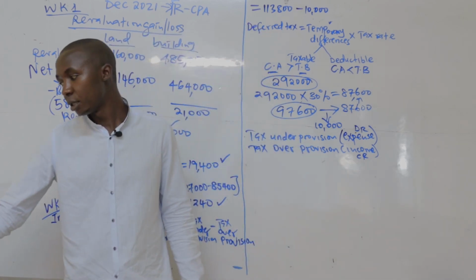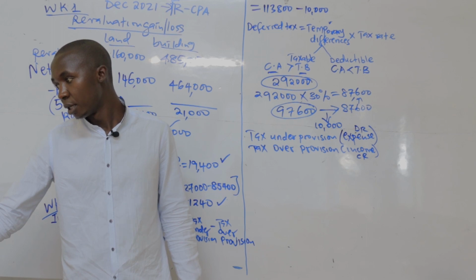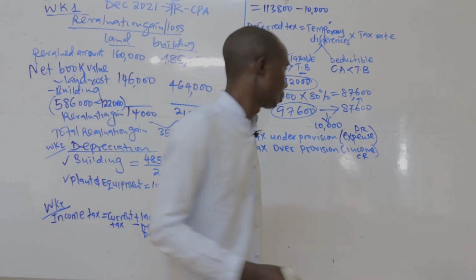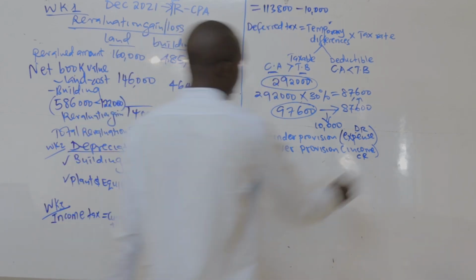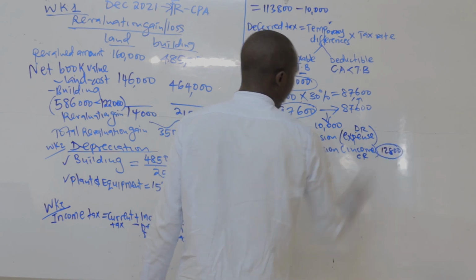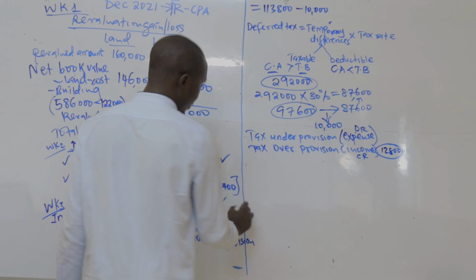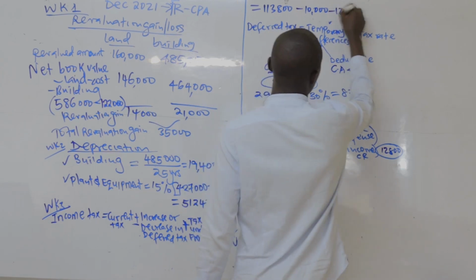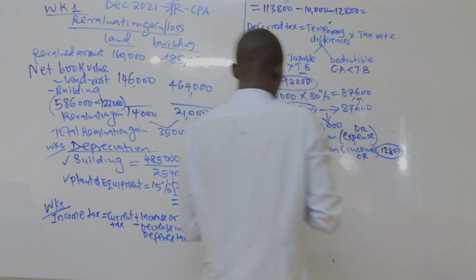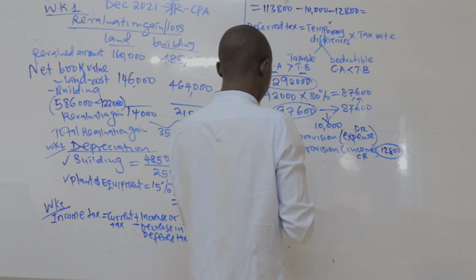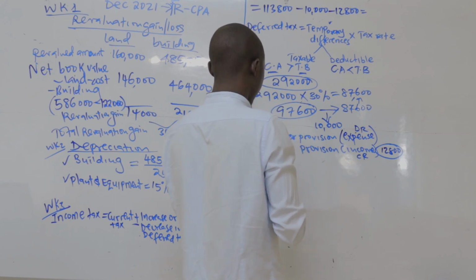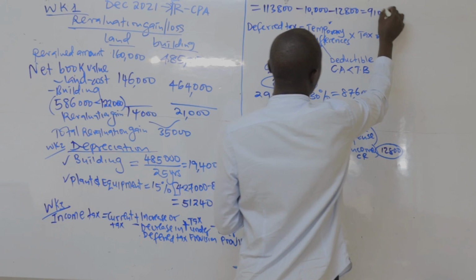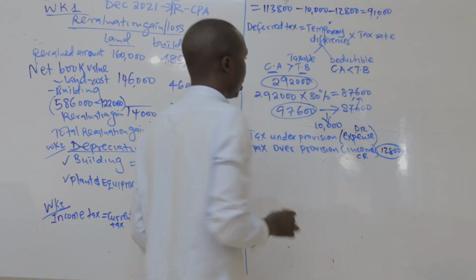Checking the current tax in my trial balance, I can see that the current tax balance of 12,800 is on the credit side. So the 12,800 is an over provision. And for an over provision, we are supposed to deduct. So we minus the 12,800. So 113,800 minus 10,000 minus 12,800 is 91,000.